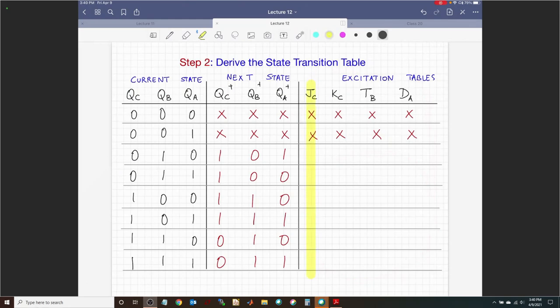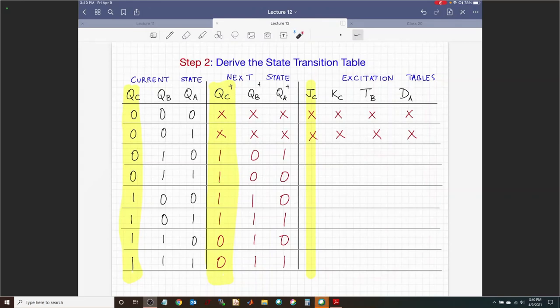JC column, I need to look at QC and QC plus. You guys see that? All right. So the first 2, sure, they don't care. The next one is what? 0 should transition to a 1. If 0 transitions to a 1, what should I give over here?